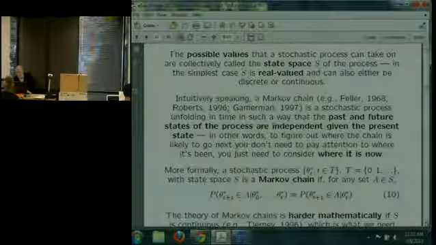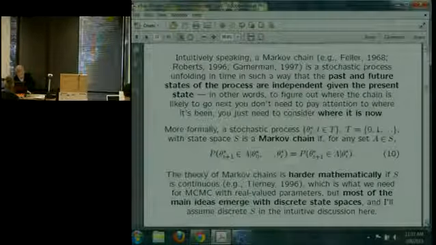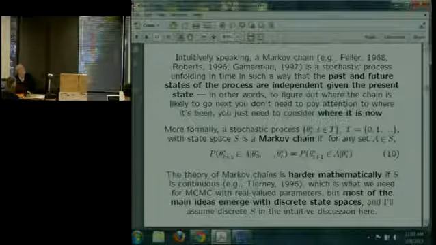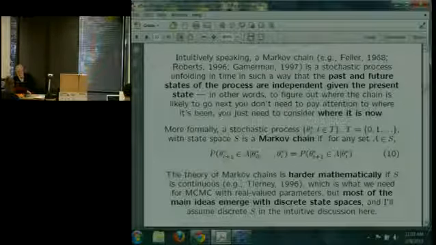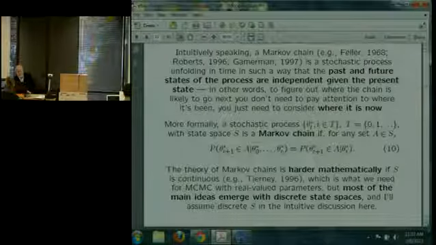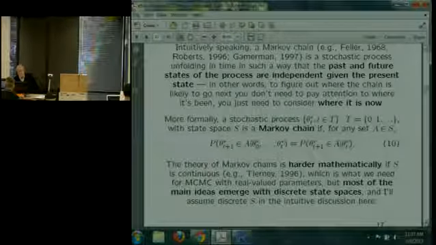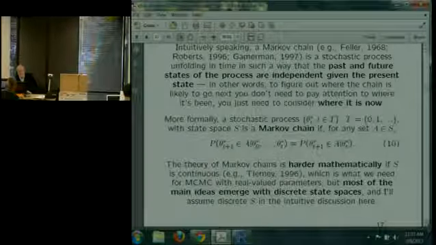Now the theory of Markov chains is harder mathematically if S is continuous, which is what we need, as I mentioned before, for MCMC with real valued parameters. But most of the main ideas come out pretty clearly with discrete state spaces. And so I'm going to assume discrete S in our discussion here.